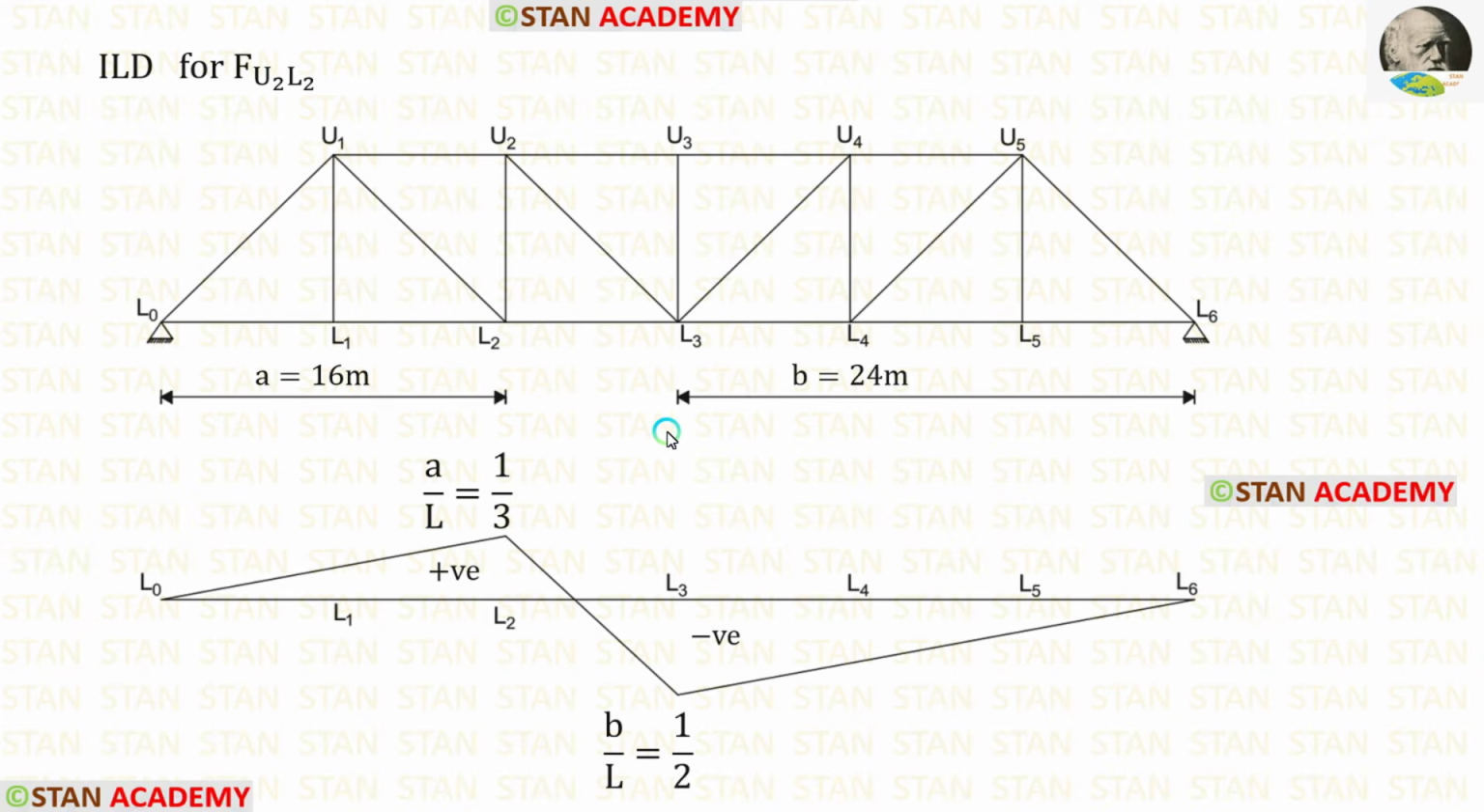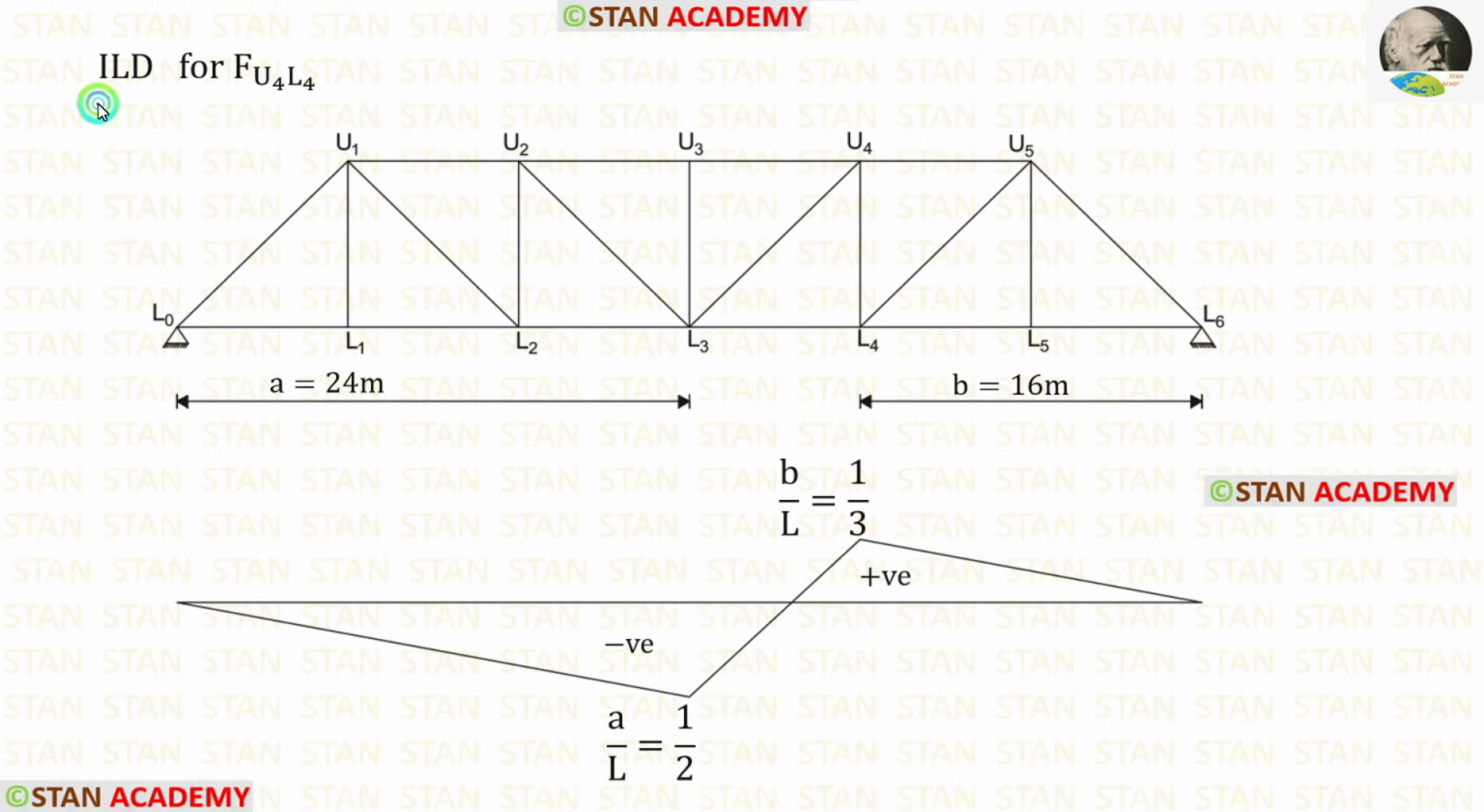The formula to find the ordinate under L3 is B upon L. Here B is 24, L is 48. 24 upon 48, we will get 1 by 2. This ordinate is positive because we are having the ordinate above the line. This ordinate is negative because we are having the ordinate below this line.